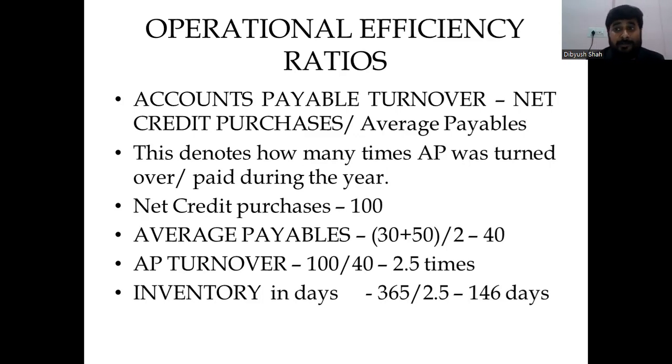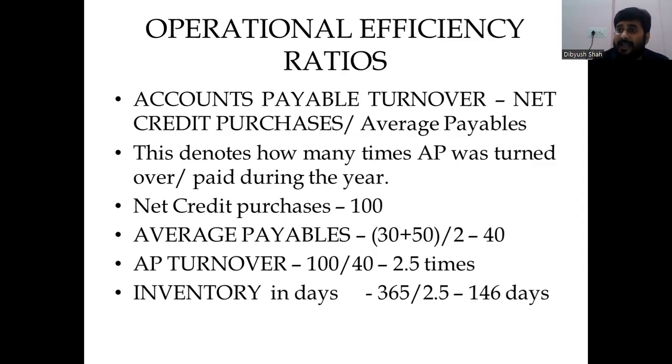So the numerator will be credit purchase, but again net credit purchase. Why? Because perhaps you found some goods defective and you returned them. Perhaps you got some discounts. Those you are not going to pay, so why should they be in your payables? That is why we'll take net credit purchase divided by average payables. And what does this denote? How many times accounts payable was turned over. That means how many times accounts payable was fully paid during the year.